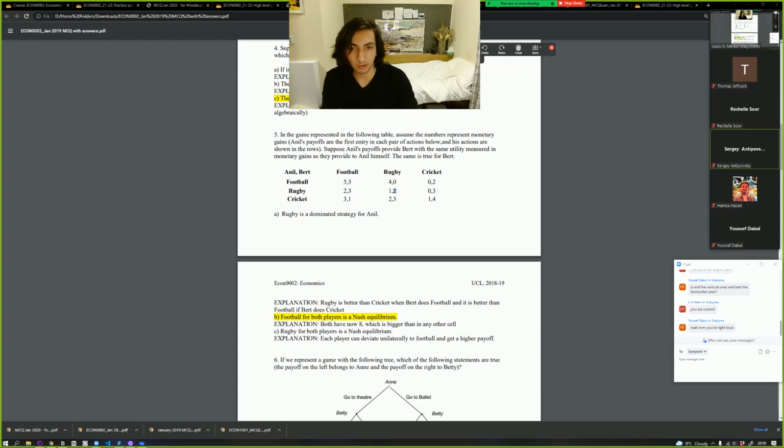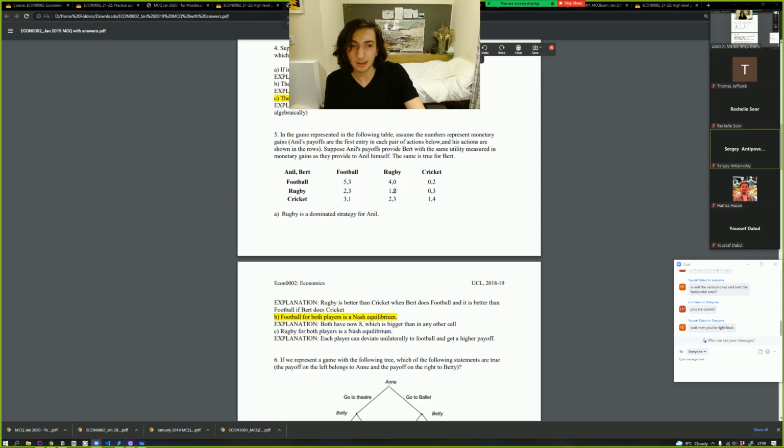Rugby for both players is a Nash Equilibrium. This is not true. Why? Well, it's quite simple. Anil can gain more from changing. There's an option of a 2 over here for him. And then Bert can gain more by changing. There's an option of a 3 over here for him. So that's not a Nash Equilibrium. Okay. Is that clear? All good? I hope it is.